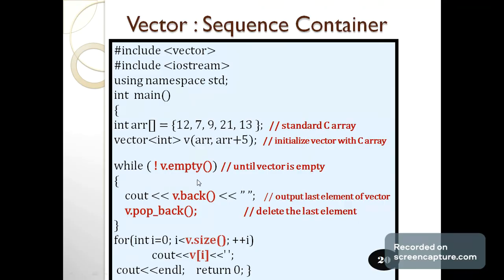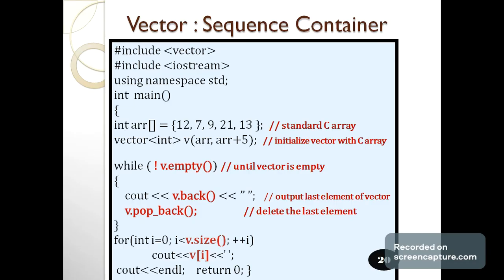So v dot pop back. First, when I write v dot back, it will output 13. After that, I'm popping it from the vector. So after that, the last element will be 21. So again I repeat v dot back, it will give me 21. Then I remove 21 from the vector. Then I write again v dot back, it will give me 9, and so on until and unless my vector is empty.